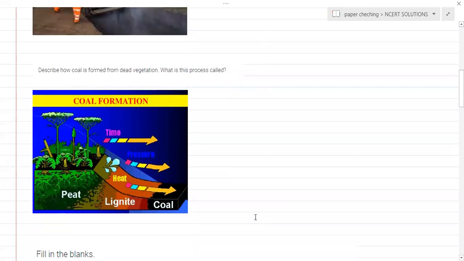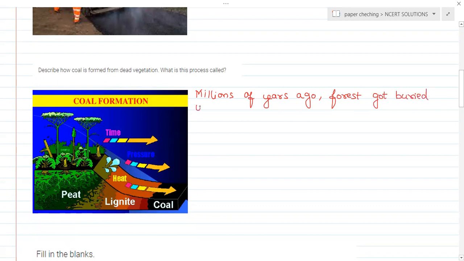Third question, describe how coal is formed from dead vegetation. What is this process called? This process is called carbonization. So, millions of years ago, forests got buried under the soil. Now how did they get buried under the soil? Due to natural disasters like floods and earthquakes.